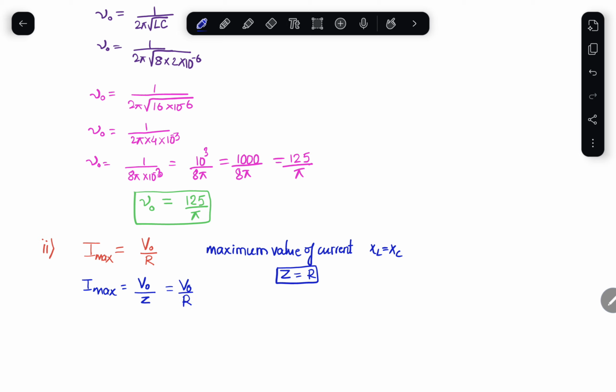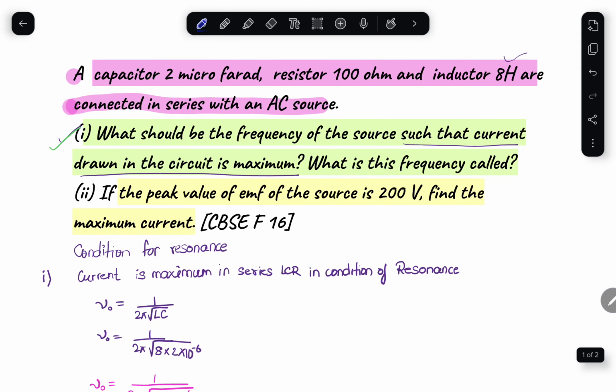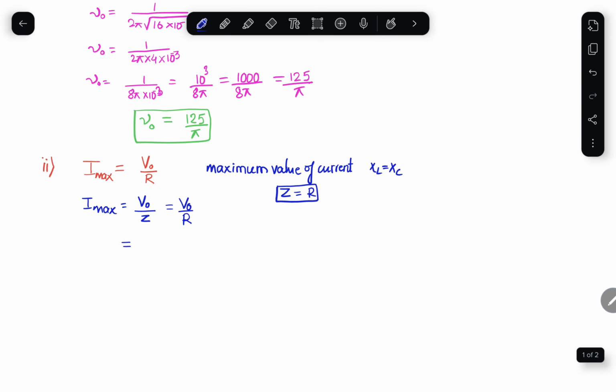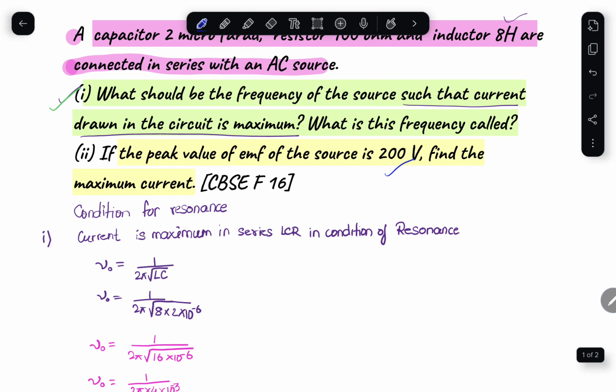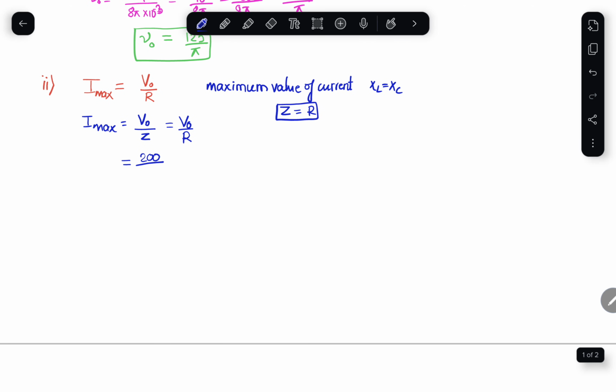Okay, now just put in the value of V naught. The value of V naught is given, just look here: 200 volt. So we can write 200 by the value of R, the resistance of the circuit, which is 100 ohm. So we write 200 by 100, and we get 2 ampere. So the value of I max is equal to 2 ampere.